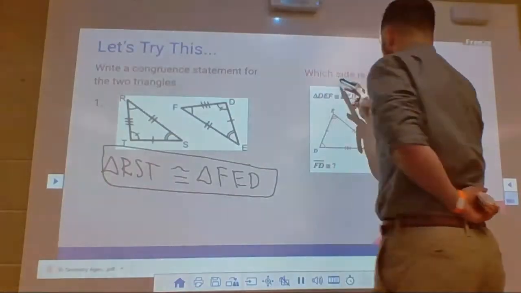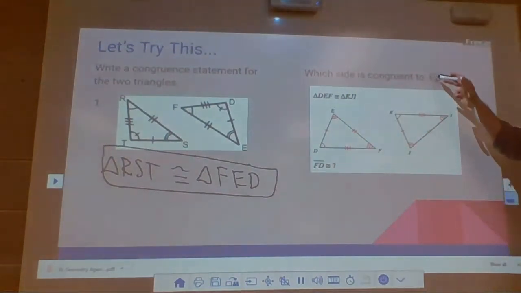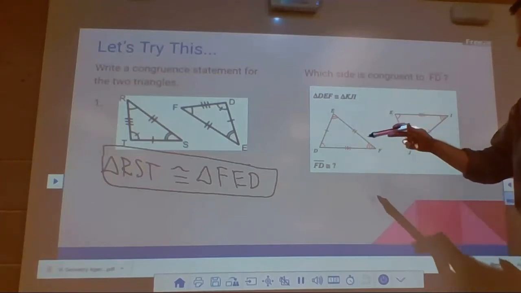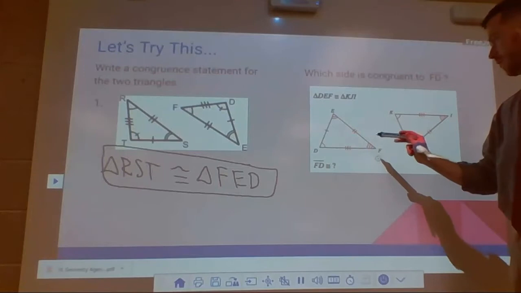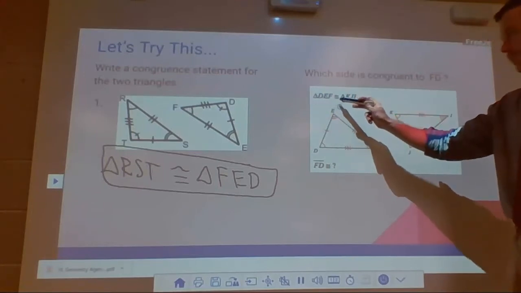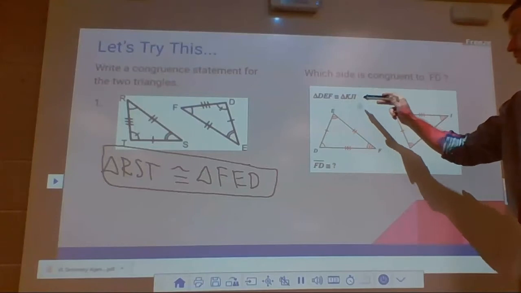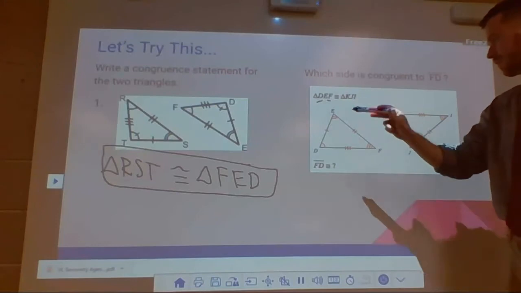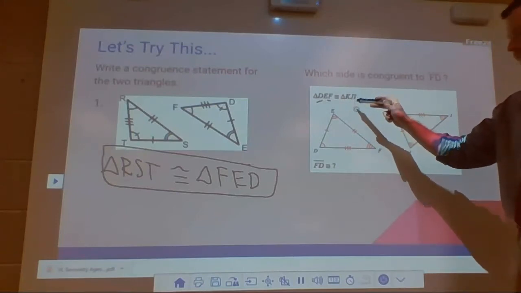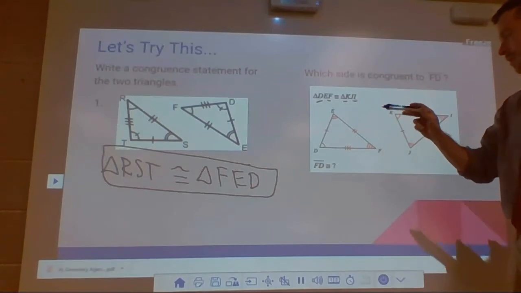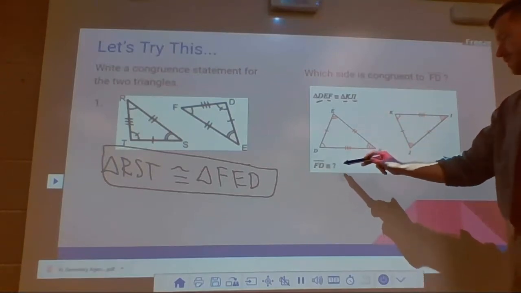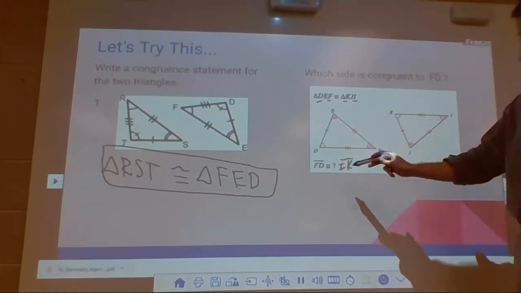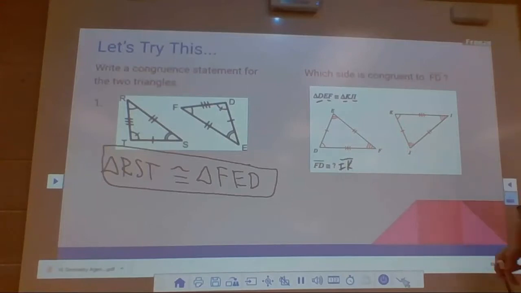Okay. Now, which side is congruent to side FD? Well, we can look at the triangles to try to figure that out. We have FD right here. But I could also look at the congruence statement written here. It says triangle DEF is congruent to triangle KJI. Well, if this says F then D, so F then D, I should be able to look at the congruence statement and figure that out. So I can look at I then K. So side FD is congruent to side IK. Remember, we have to write them in the same order. Corresponding parts need to be written in the same order.